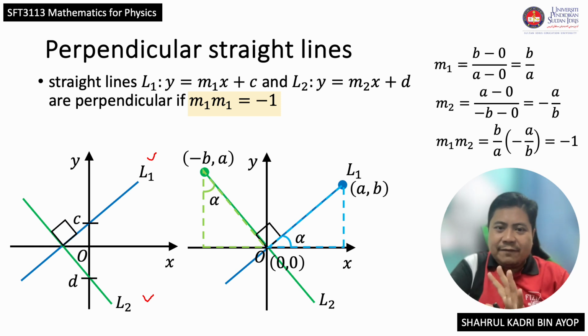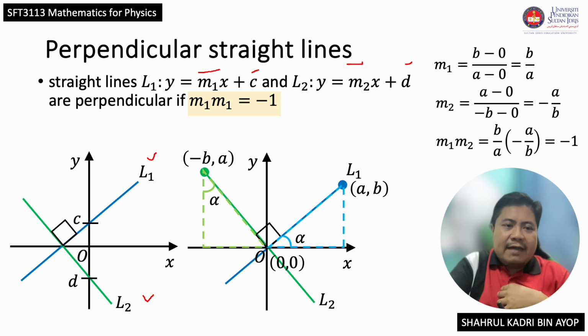They must have different equations. So they have different slopes, and also they have different intercepts. So in order for them to have the property of perpendicular to each other, the slopes m1 and m2 must be such that the product of them is equal to -1. So how are we going to prove it?